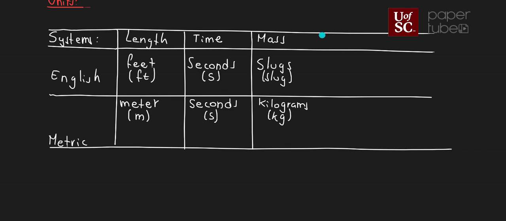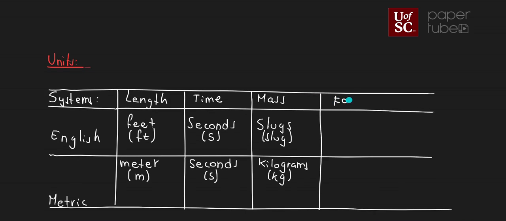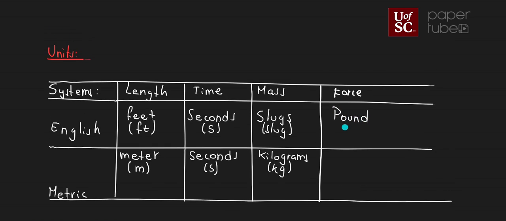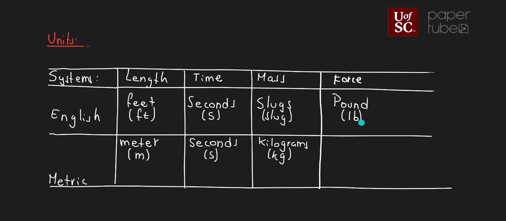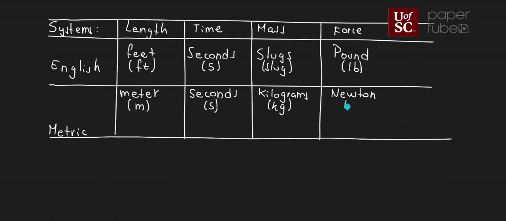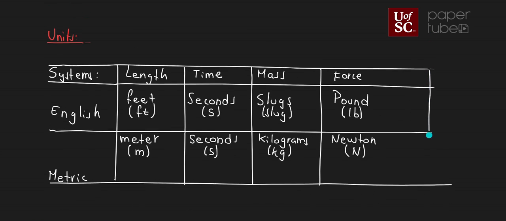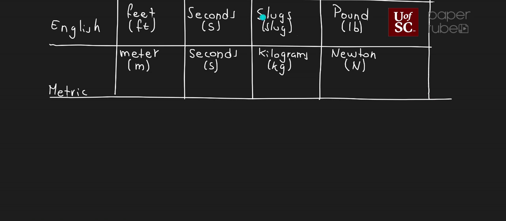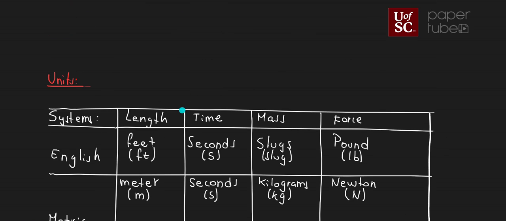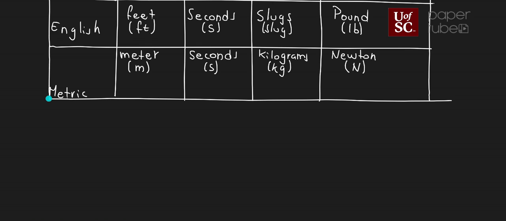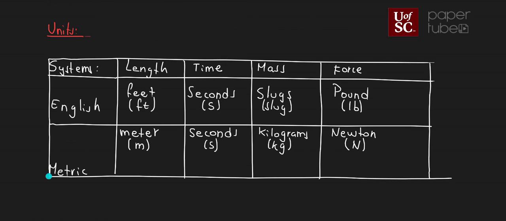And then for force, for the English system, we're going to use pound, and the short is LB. And for the metric system it's going to be Newton, and the short is a capital N in that case. So I wanted to highlight this table. It's an important table that we're going to use constantly, just to indicate what are the units for different types of calculations that we are using. So keep this in mind as you solve problems or you study for the exam.